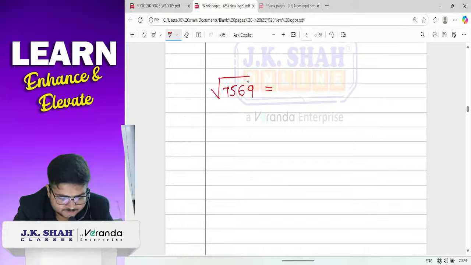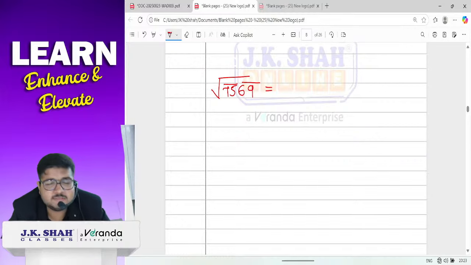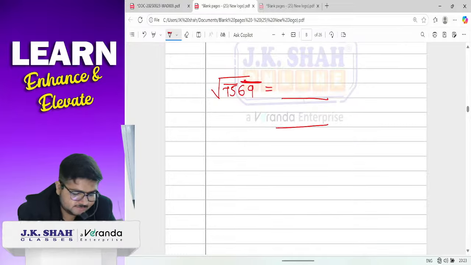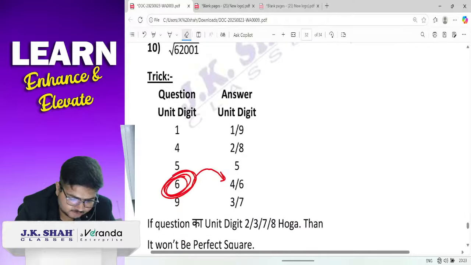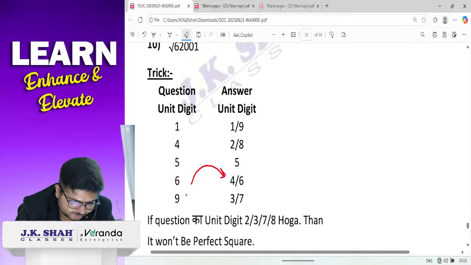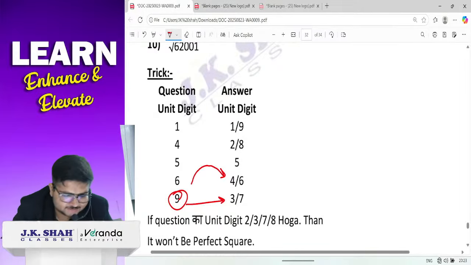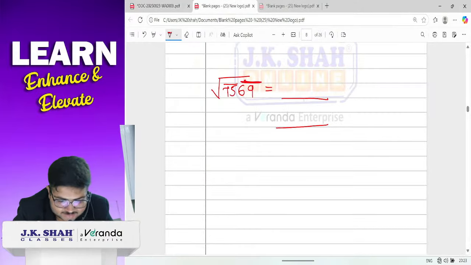7569. You have to separate the last two digits from the other digits. So first focus on 69. Now this 69 has last digit as 9. So tell me the trick of 9. What was the trick of 9? If a perfect square has 9 at the end, the square root will end in 3 or 7. So the answer will end in 3 or 7.